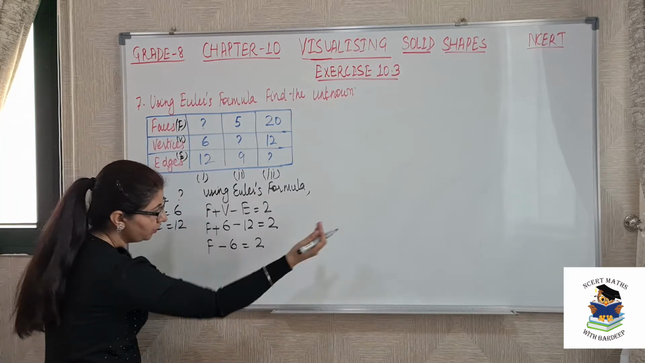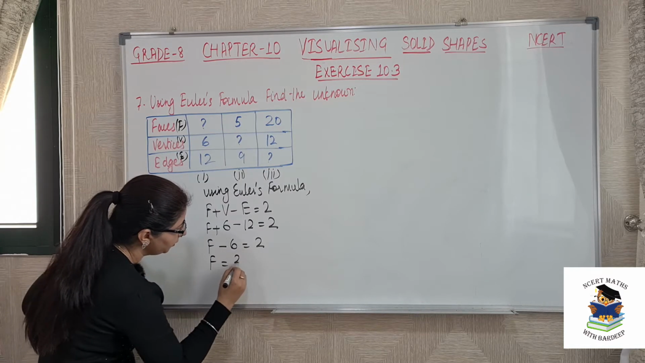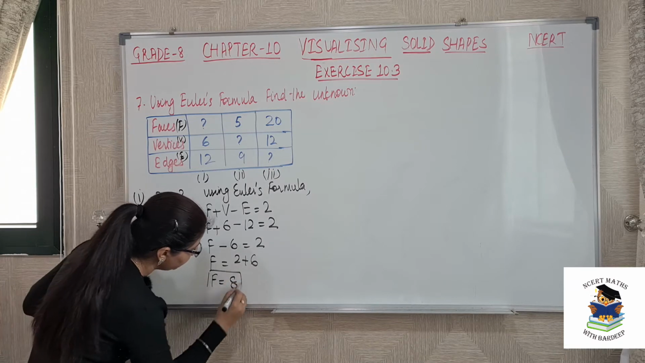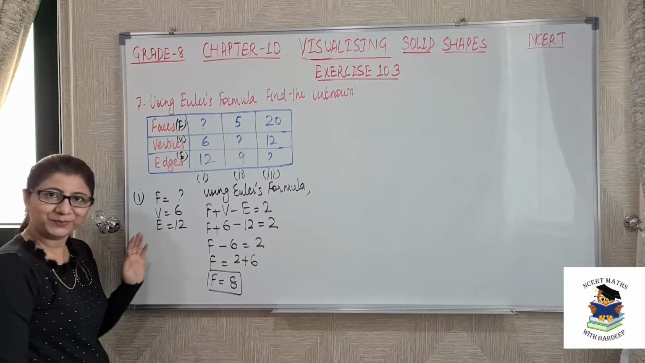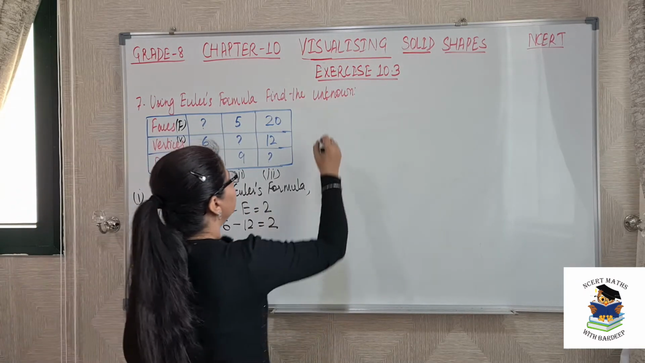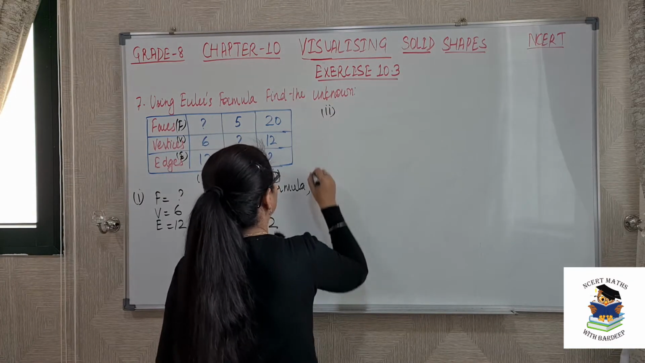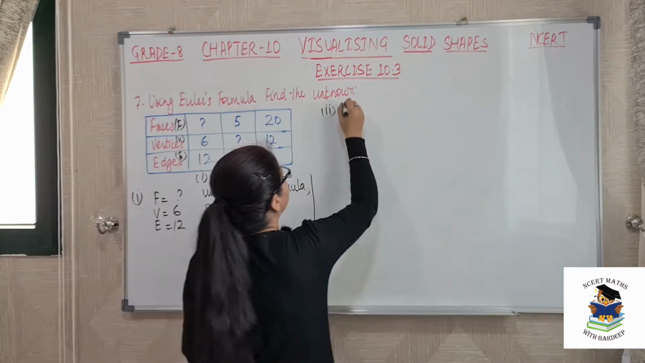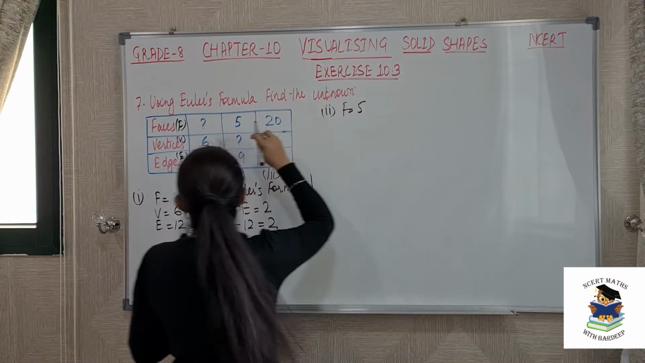So now this 6 will go to other side. It will be 2 plus 6. So what is the value of F in this case? That is 8. Clear? So second is, so now faces are 5. So that is F is equal to 5.